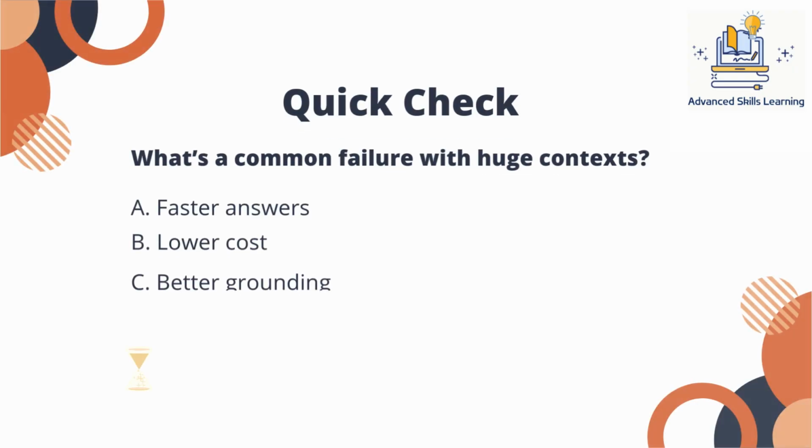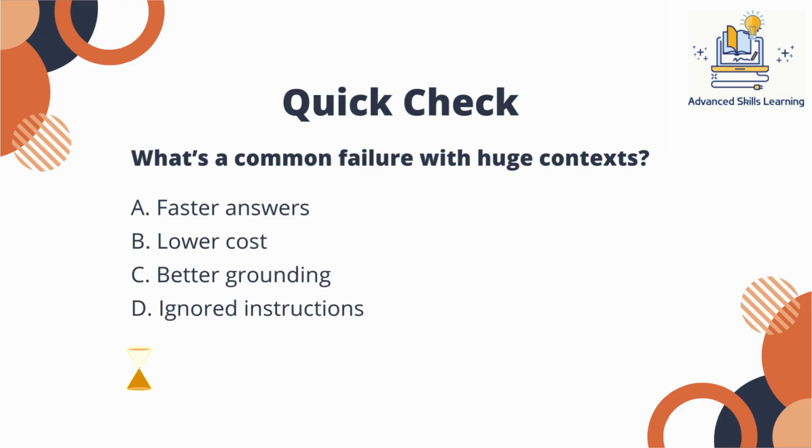Quick check, 2 seconds. What's a common failure with huge contexts? A. Faster answers. B. Lower cost. C. Better grounding. D. Ignored instructions. Keep your guess. The answer is D. Ignored instructions.